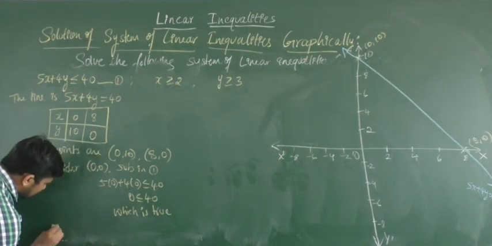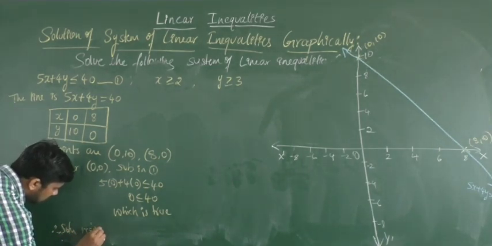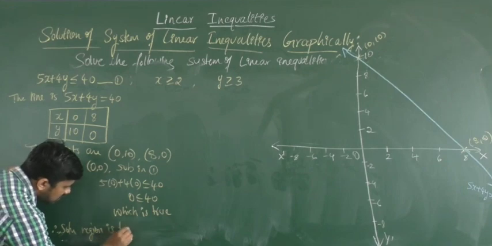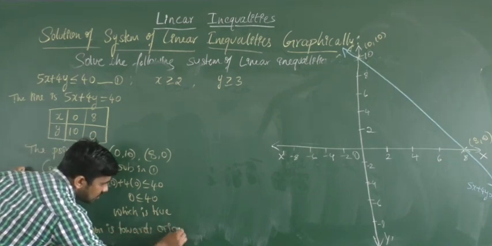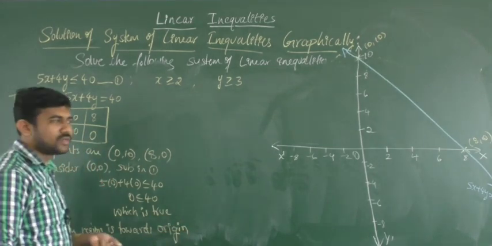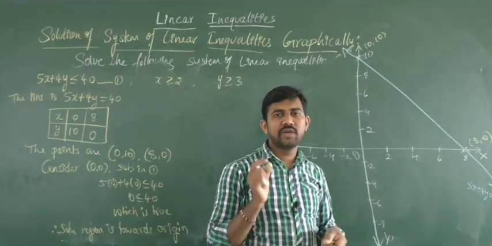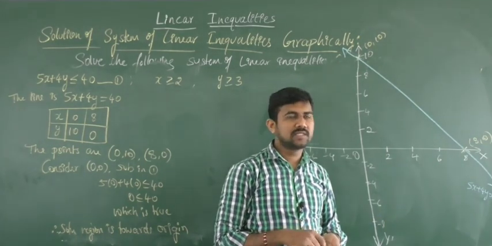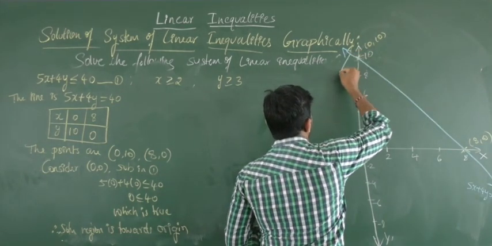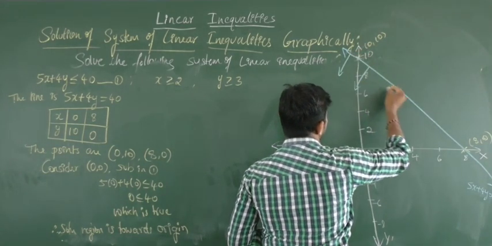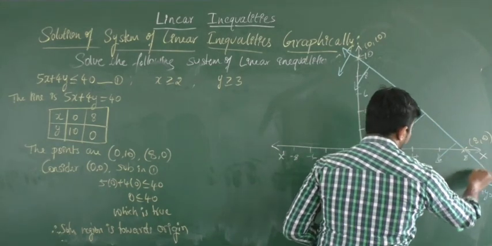So therefore we can say here the solution region is towards the origin. Okay, the origin lies in the solution region, or the solution region is towards the origin. The origin is in the lower half plane, so the lower half plane is the solution region of this line. Okay, so in this direction we will get the solution. Just show the arrow mark first.